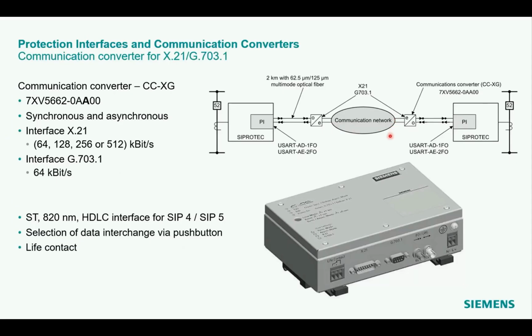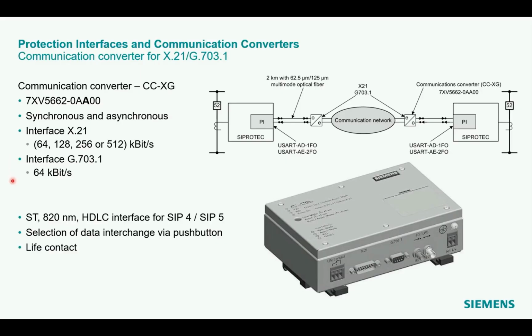Electrical interfaces like X21 or G703.1 can be supported using the communication converter CCXG. You have the order code here, and it provides synchronous and asynchronous communication. The interface X21 can be configured for 64 up to 512 kilobits per second.